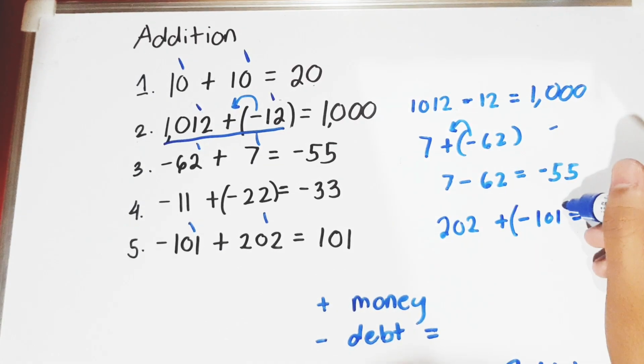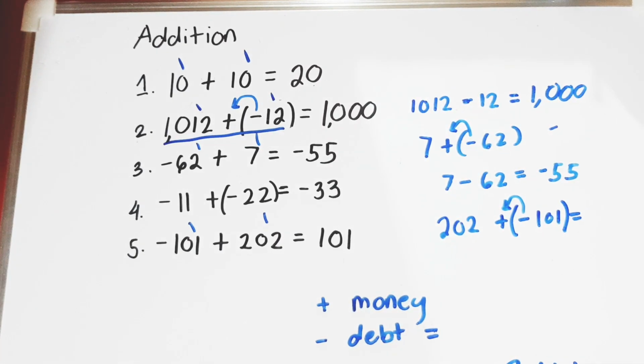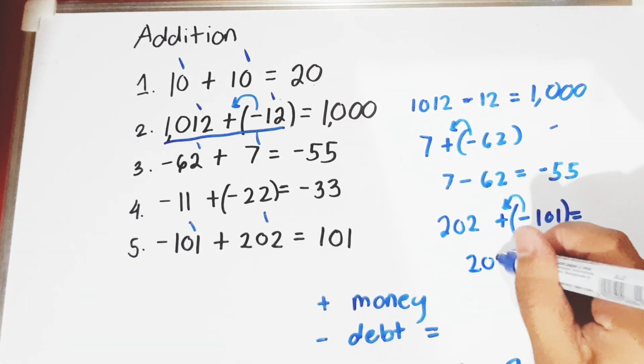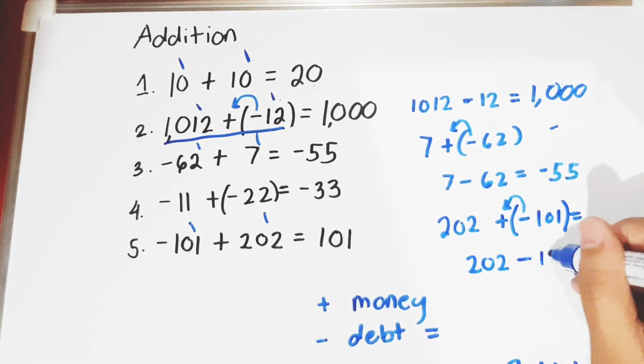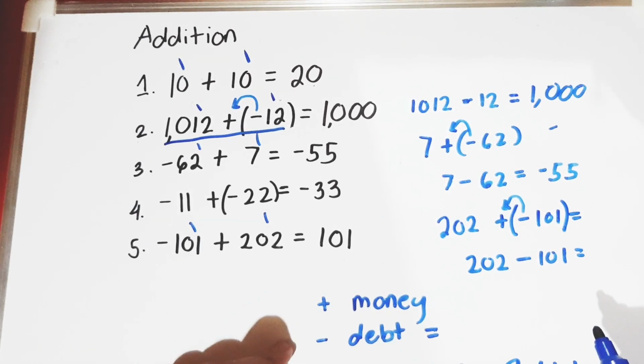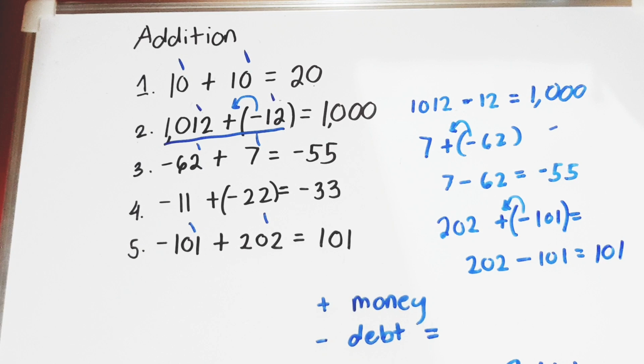For this sign, if you multiply it, looking only at the sign, as I have said, positive times negative is always negative. So this will be negative. So it will be 202 minus 101. In real life, it is your money minus your debt, because you have to pay it, so it becomes 101. So that would be all for the addition part. I hope you learned something.